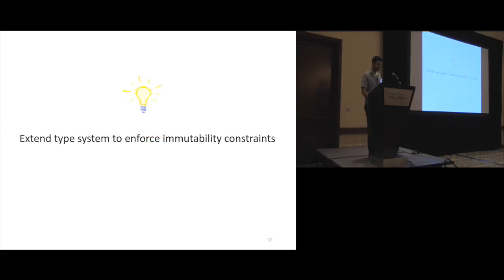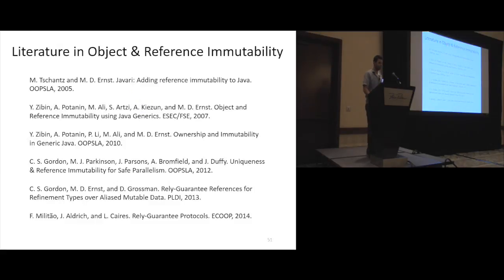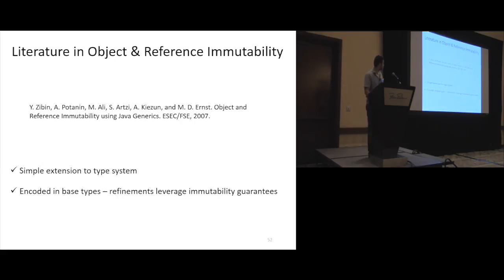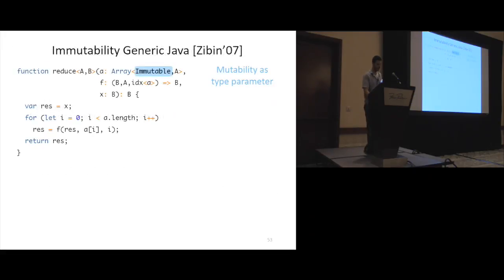And the idea to tackle this problem is to extend the type system so that we can enforce some immutability guarantees. Fortunately, there's a long line of work in object and reference immutability, ranging from relatively simple extensions to the basic type systems to more sophisticated rely-guarantee protocols. The method that we decided to use in our tool is the one called Mutability Generic Java, and the reason is that it's a relatively simple extension to the type system, and then by using that, the refinement analysis can operate using the guarantees set forward from that. So let's see how this works.